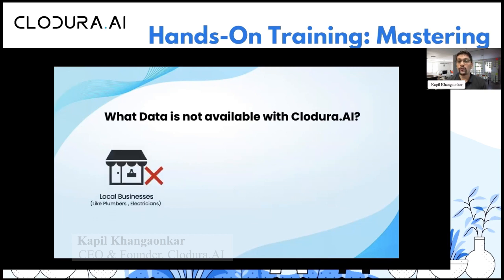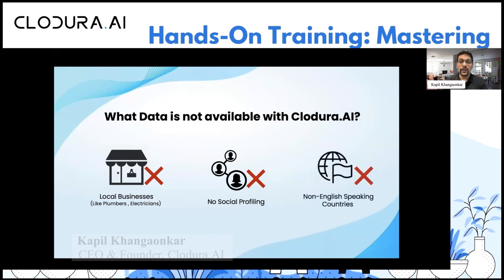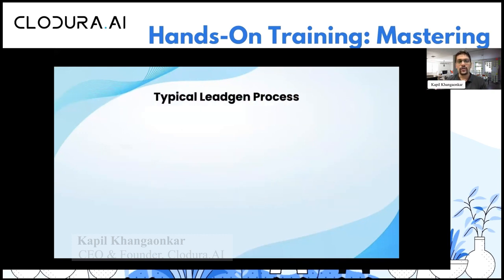So what data do we not have? We don't have local business data. We don't have the local plumbers and electricians, who don't have any social profile. If you don't have a social profile anywhere, Clodura will probably not have data for that as well. So we don't have that kind of information available in the platform. Plus, we do not have non-English speaking countries, so China and Japan especially. China and Japan, we have very little data on. But apart from that, in almost every single country, you will find a lot of data in the system.